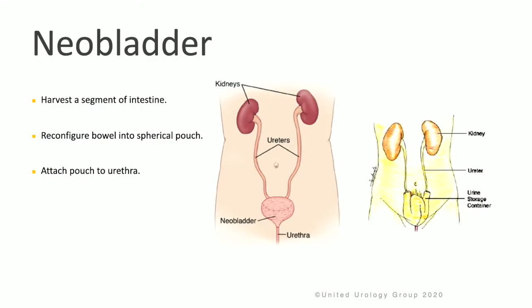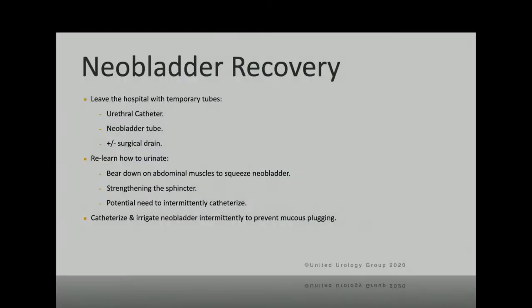Neobladder is another option with radical cystectomy, where a segment of intestine is harvested. The bowel segment is reconfigured into a spherical pouch. Then, this pouch is connected to the urethra, and the ureters are connected to the pouch.